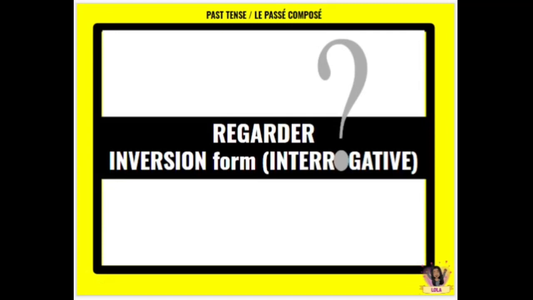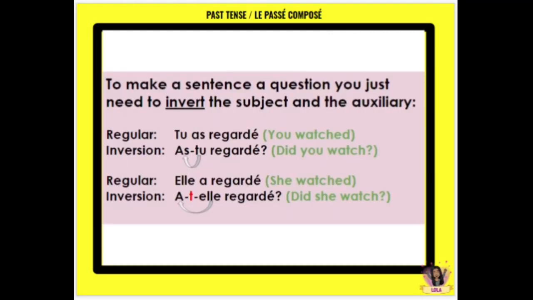Now we're going to look at regarder in the inversion form or interrogative. That's just when you want to ask a question. So to make a sentence a question, you just need to invert the subject and the auxiliary. So in regular form, we see tu as regardé. So to make it a question, we take these two and we flip it. So we have as-tu regardé.